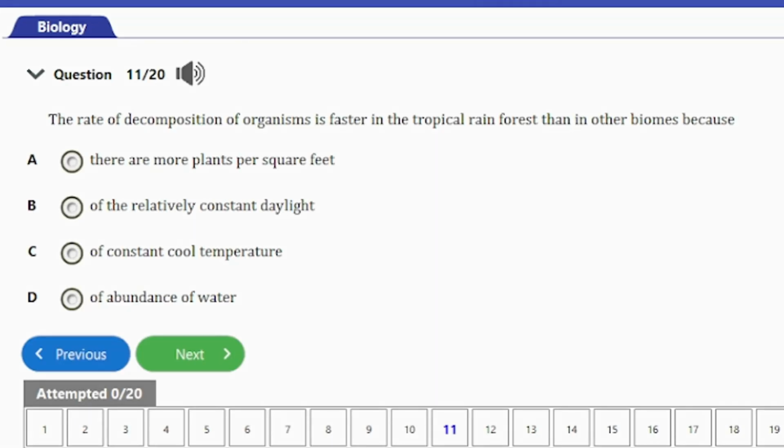Question number 11 here. The question says, the rate of decomposition of organisms is faster in the tropical rainforest than in other biomes because A, there are more plants per square feet, B, because of the relatively constant daylight, C, because of constant cool temperatures, and D, because of abundance of water. So guys, actually the answer to this question is option D, the abundance of water.